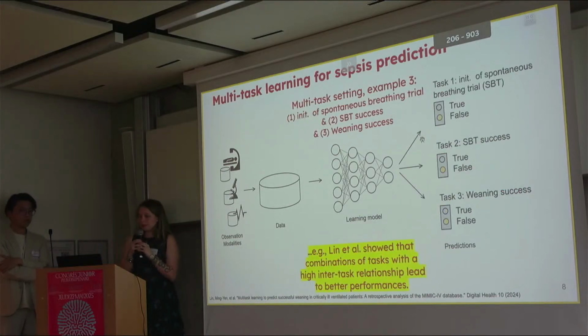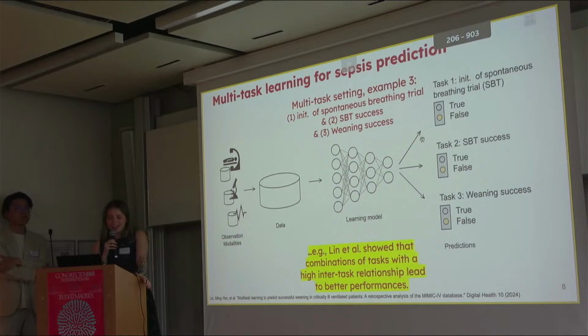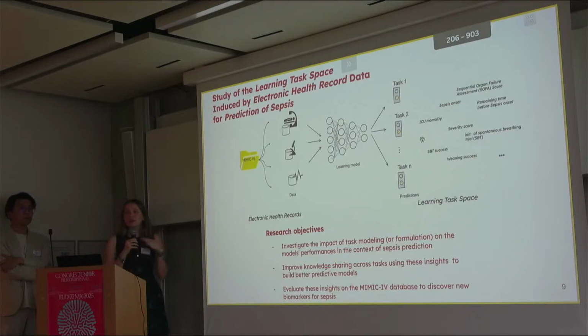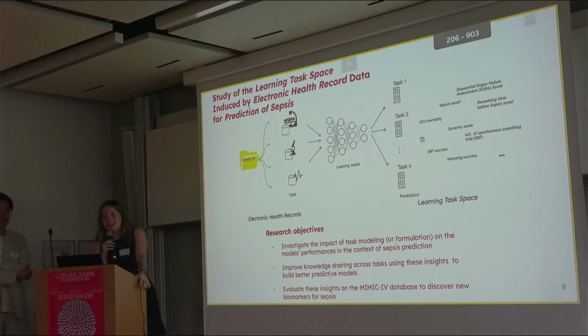And in another example, Lin et al. show that different combinations of tasks result in different model performances, and some result in better performances. Specifically, combinations of tasks with a high inter-task relationship lead to better performances. This is another question we're asking in our research. So overall, using the MIMIC-IV database for training our model, we're aiming to investigate the impact of task modeling on the model's performance in the context of sepsis prediction, and to improve knowledge sharing across tasks, using these insights to build better predictive models. Thank you for listening.